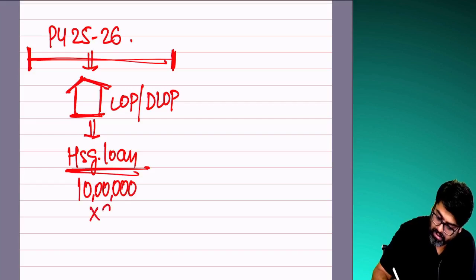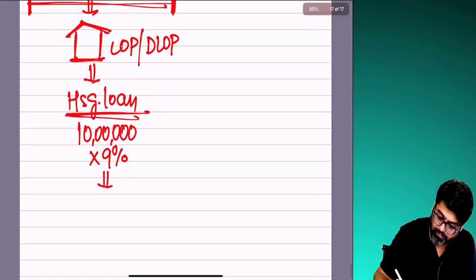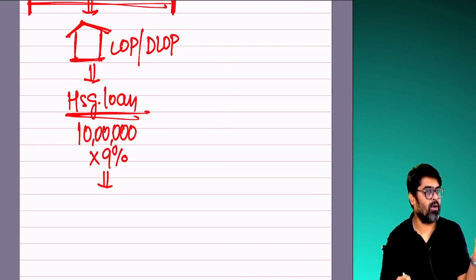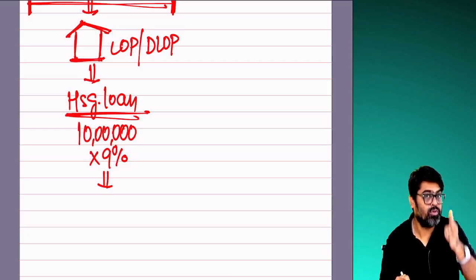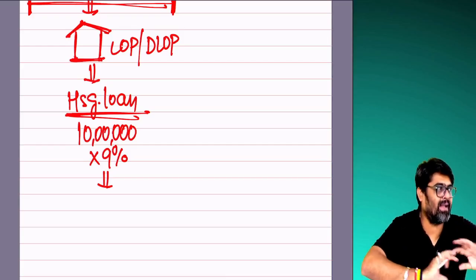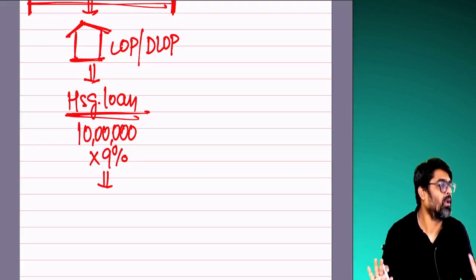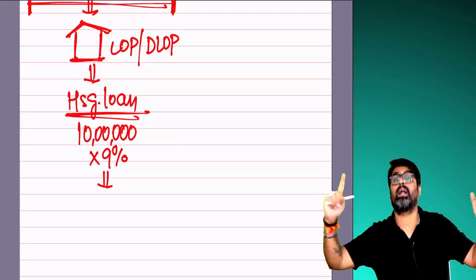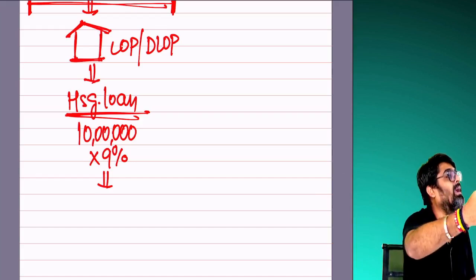On that, the rate of interest was 9%. So 10 lakh rupees outstanding in the month of April, 10 lakh rupees outstanding in the month of May, 10 lakh rupees outstanding in the month of June. Meaning that every month I will have to pay the interest on 10 lakh, because I have not repaid any housing loan in this year. Getting my point? Starting from 1st April till 31st March, 10 lakh is outstanding throughout the year. Every month I am paying interest on 10 lakh.